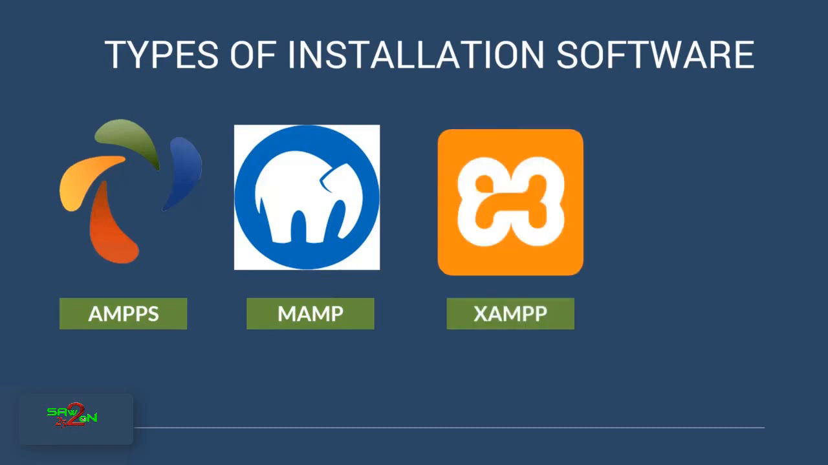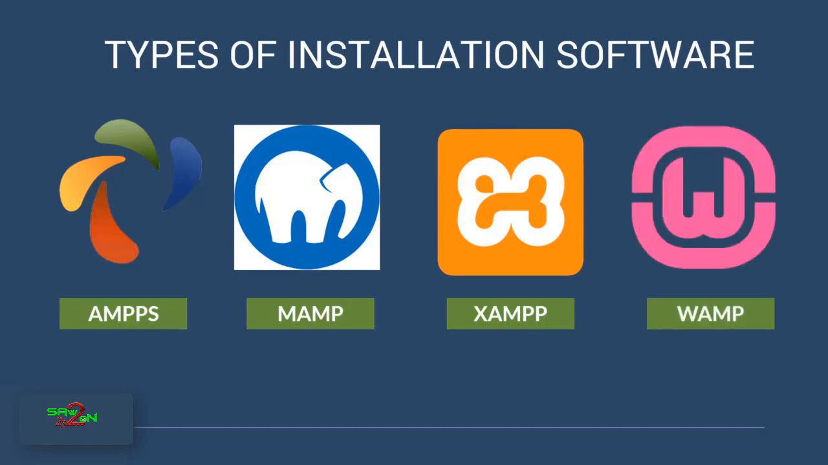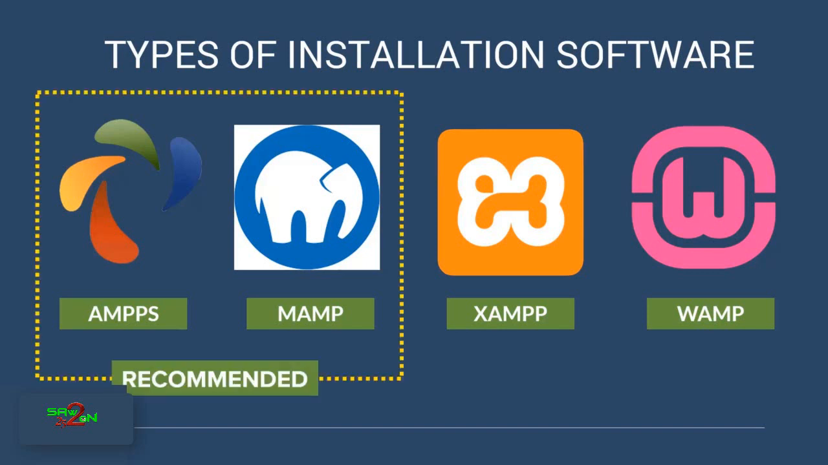XAMPP software uses MariaDB instead of MySQL. WAMP is again for Windows, where you can install the WAMP stack. The recommended ones are the two on the left-hand side, AMPS and MAMP. Basically, AMPS will have all the stacks available, so it's a very good case where we can install the same software on Linux, Mac, and Windows. With all the other three, some will support it, some will not be supported on all three versions. So I highly recommend you install AMPS, which I'll be showing you in the next section.